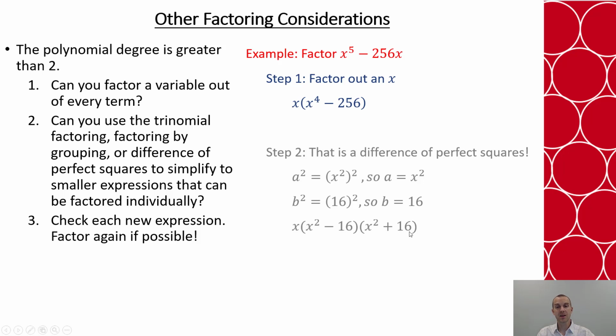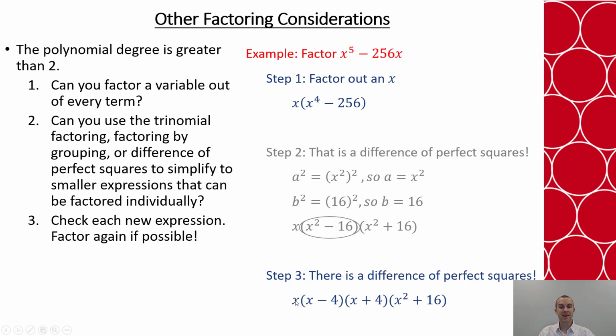Now I have to ask myself again, can any more of these factoring methods be done with either of these two terms? Well, I need to look at that middle term. That middle expression there is x squared minus 16. That again is a difference of perfect squares. So I'm going to take that term right there and I'm going to use that again. The square root of x squared is x. The square root of 16 is 4. That means I can split that into x times the quantity x minus 4 times the quantity x plus 4 times the quantity x squared plus 16.